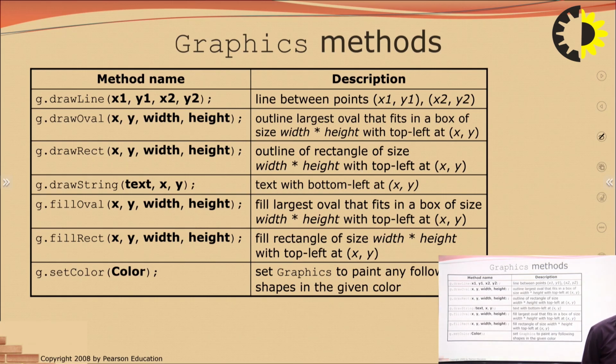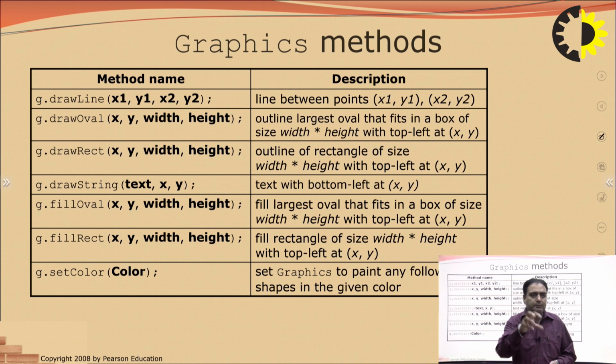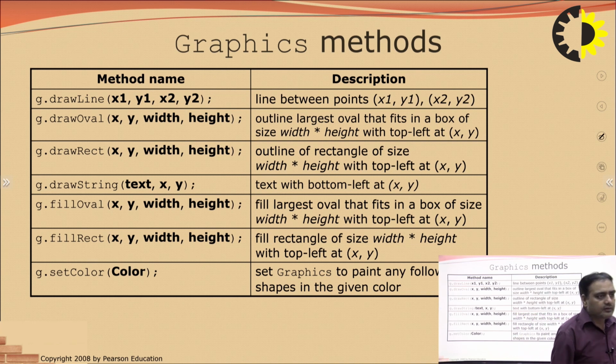Draw string draws text with the bottom left at xy. Fill oval takes x, y, width, height. It fills the largest oval that fits in a box of that size with the set color. That is how you can put the color, green color, red color, gray color, whatever color you want to choose to fill the particular object. That is fill rect and draw rect: fill rectangle of the size width by height. There is also set color, to paint any following shapes in the given color.